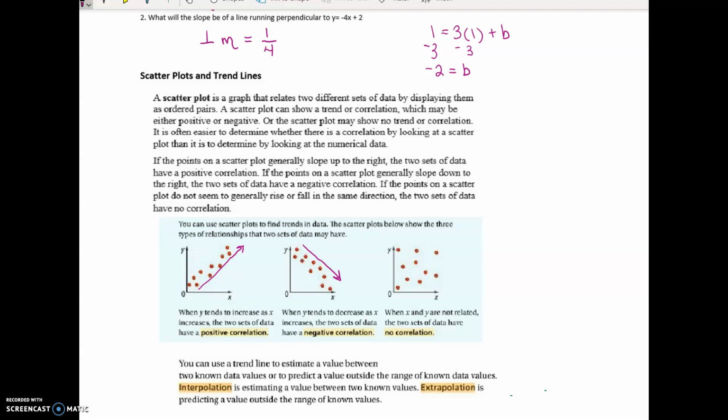There's some vocabulary here as well. Interpolation is estimating a value between two known points, two known values. And extrapolation is predicting a value that's outside of the range of known values. So something in the future that really hasn't been collected yet.